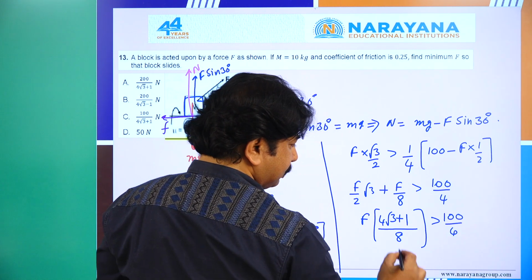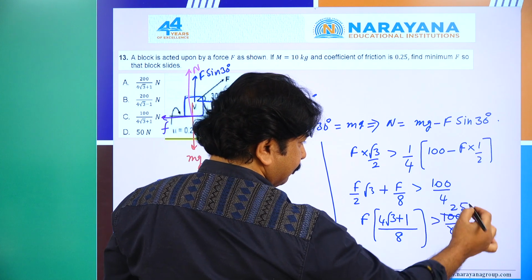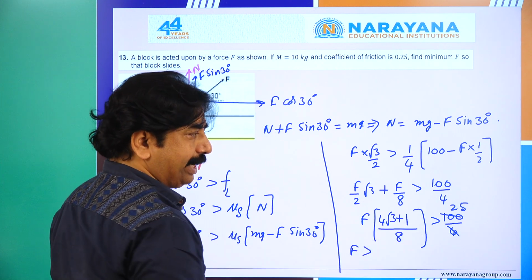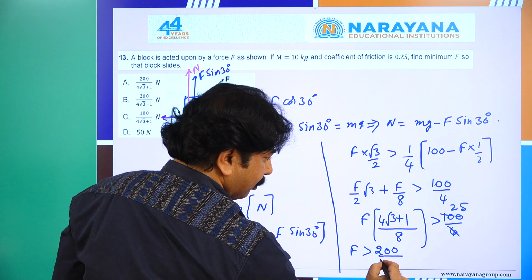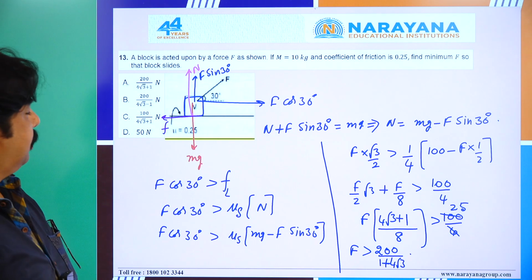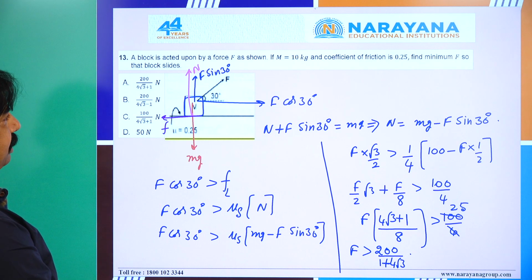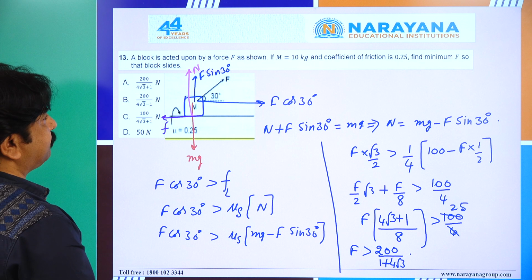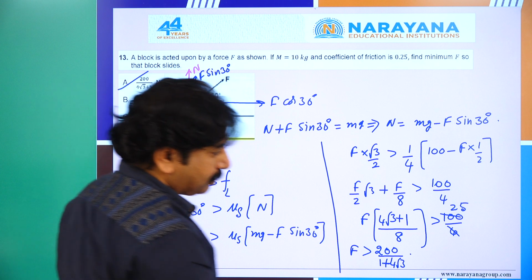Now the calculation part: 100 by 4 is 25. F should be greater than, as per the calculation, 25 into 8, 200, 200 by 4 root 3 plus 1. So that should be greater than that value only. Means here, as per this, we can write the minimum force F should be 200 by 1 plus 4 root 3 only. Next question.